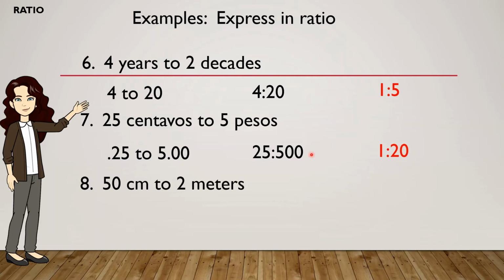Number 8: 50 centimeters to 2 meters. How many centimeters are in 1 meter? We have 100 centimeters. So 2 meters times 100 is 200 centimeters. We have 50 centimeters to 200 centimeters, which is 50 is to 200. Then divide by 50, and the answer is 1 is to 4. That will be the ratio.